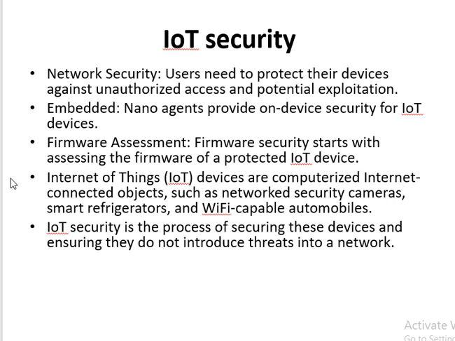Firmware assessment. Firmware security starts with assessing the firmware of a protected IoT device. Internet of Things devices are computerized internet connected objects such as networked security cameras, smart refrigerators, and Wi-Fi capable automobiles. IoT security is the process of securing these devices and ensuring they do not introduce threats into a network.